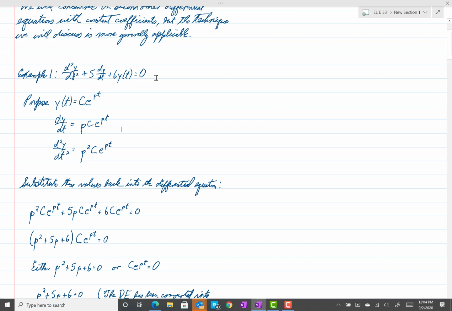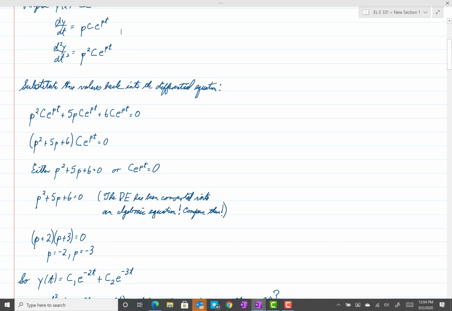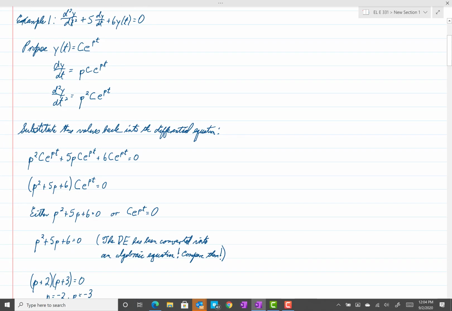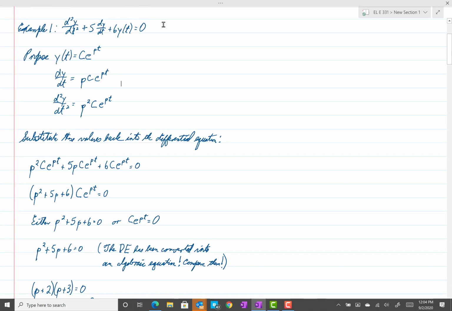It looks a lot like it, and that's important to realize because after we've done this a few times, we're going to want to just jump immediately from the differential equation down to an equation of this form. But notice, you see now why we would want to use this technique of proposing y of t equals ce to the pt, because it has allowed us to go from something pretty complicated, a second order differential equation, to just a simple algebraic equation down here.